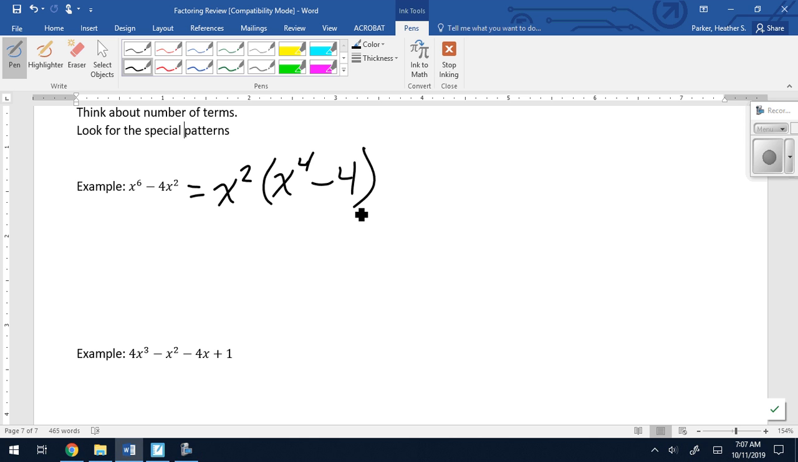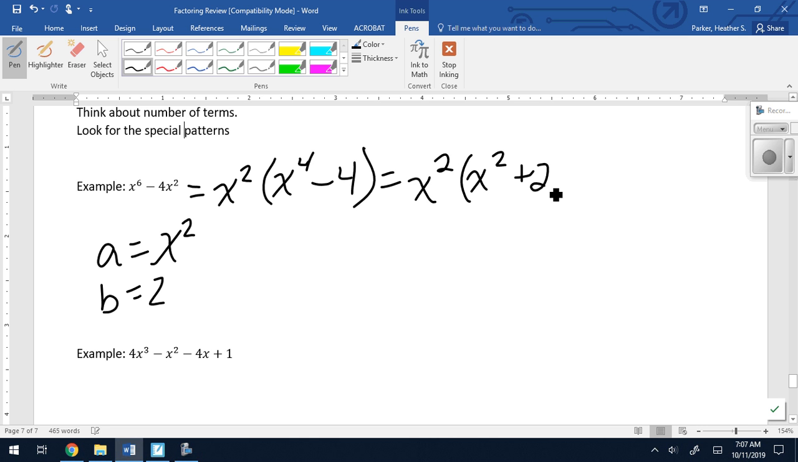And then notice what's inside my parentheses here. Those are both perfect squares. So I'm going to come in and take the square root of x to the 4th, which is x squared. Take the square root of 4, which is 2. And then I'm going to use my difference of squares. So x squared plus 2, x squared minus 2. And that is now factored. Typically, when we're asked to factor completely, we mean using integers. So even though this one technically could be factored further using irrational numbers, we're not doing that just yet.